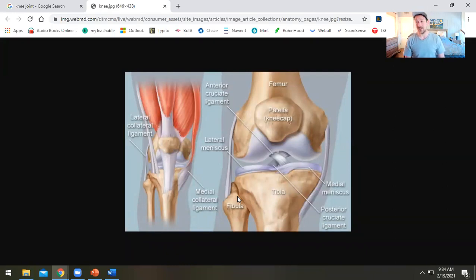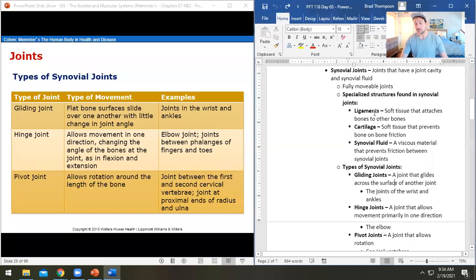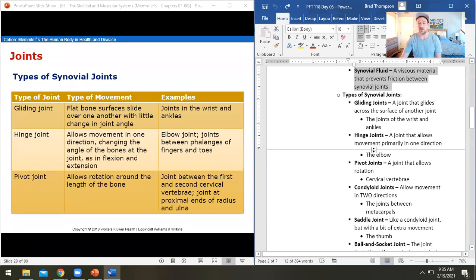Tendons attach muscles to your bones. Ligaments attach bones to bones. So tendons are a muscle conversation. Ligaments are a bone conversation, right? So that's what we're seeing here. Ligaments are soft tissue that attach bones to other bones. Cartilage is soft tissue that prevents friction. And synovial fluid is this gooey, viscous material that actually looks kind of like egg whites, in between your synovial joints, that is there to also prevent friction.